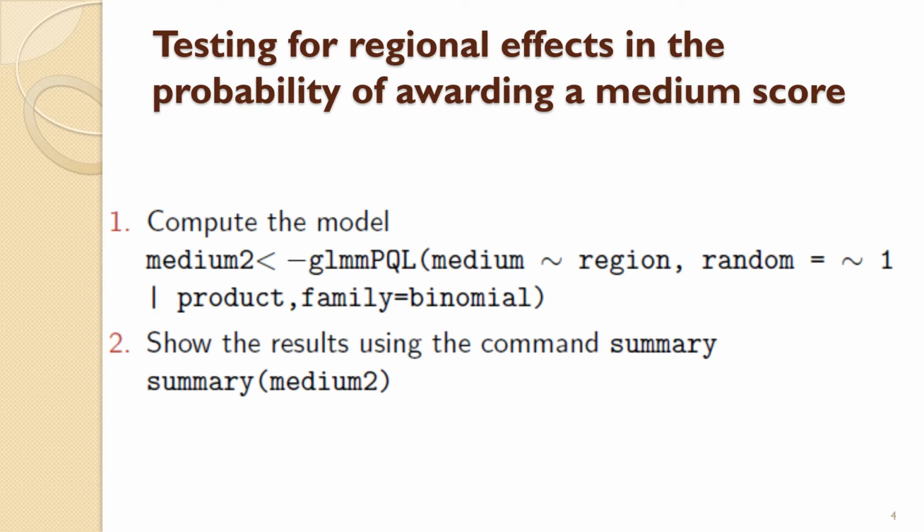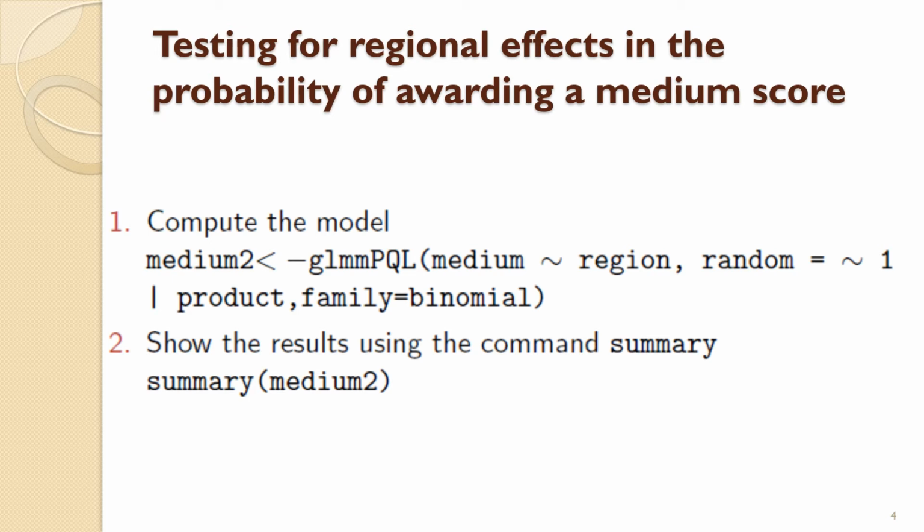So in the second step here, we've got summary of medium 2. Medium 2 is this generalized linear mixed model that we fitted in step 1. And the important thing to mention here is that the medium 2 name in step 2 has to match exactly the name mentioned in the first step.